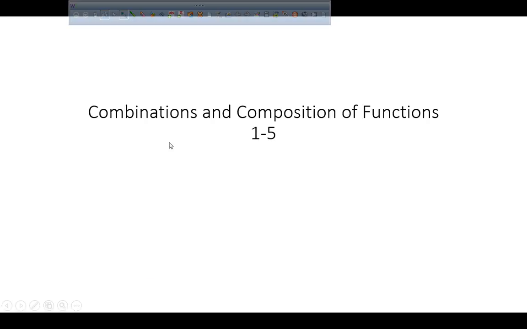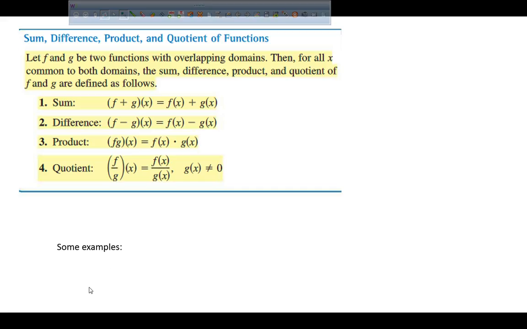Hopefully everything's working. So this is called combinations and composition of functions. We're just going to cover 2 sections in chapter 1. And then, like I said, we're going to do today 1.5, Tuesday 1.6. Block day will be like a review day with some things on the packet and a review assignment. And Friday we're going to have a little quiz over these 2 sections and the packet. Okay, there won't be anything too horrible from the packet.